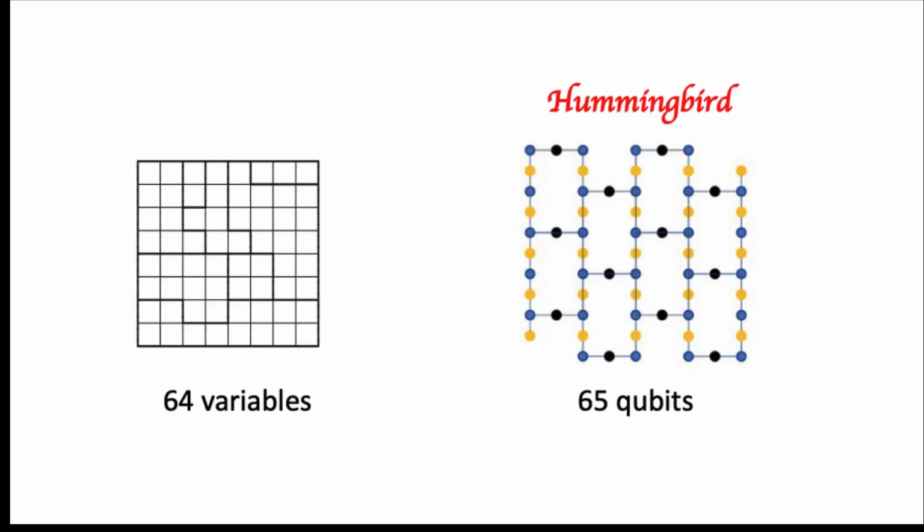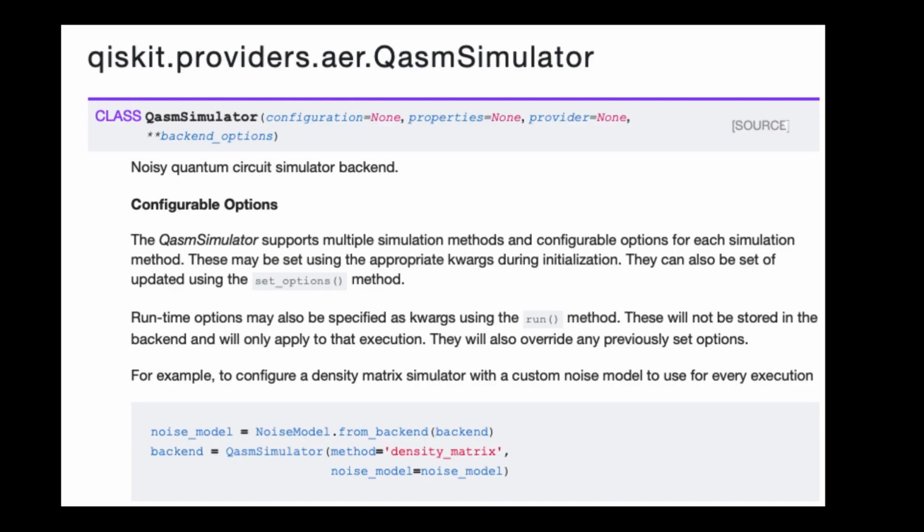Our original StarBattle puzzle was an 8x8 grid. That means 64 variables. The only gate model quantum computer big enough to run that problem today is an IBM Hummingbird, which has 65 qubits arranged in a layout like this. We don't have access to that, so I'm going to run a smaller StarBattle problem on the Qiskit simulator instead.